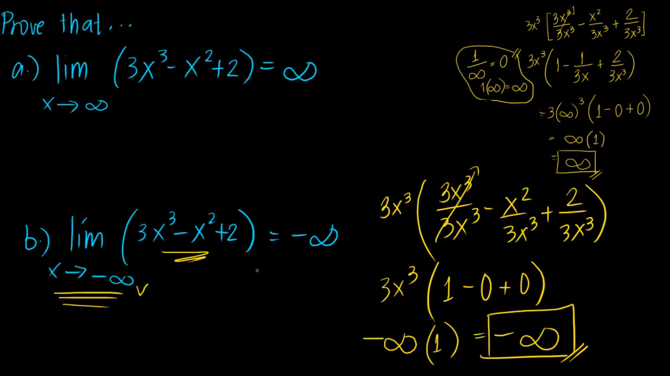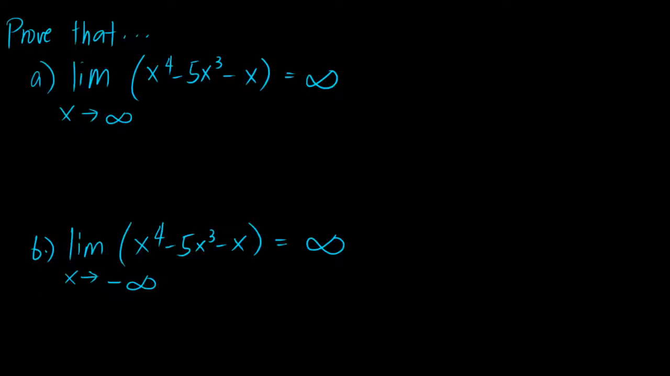Okay? If you're worried about what happens with multiply, I have another example. So, let's close this. And let's try another one. Whoops, not that one, not yet. This guy. Okay. We are going to prove that the limit of x to the fourth minus 5x cubed minus x as x approaches infinity is equal to infinity. And later on, let's prove that the limit of the same function as x approaches negative infinity will give you positive infinity.